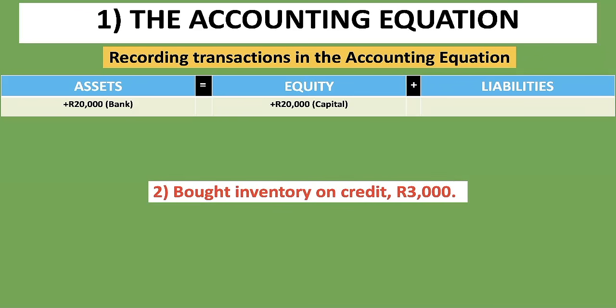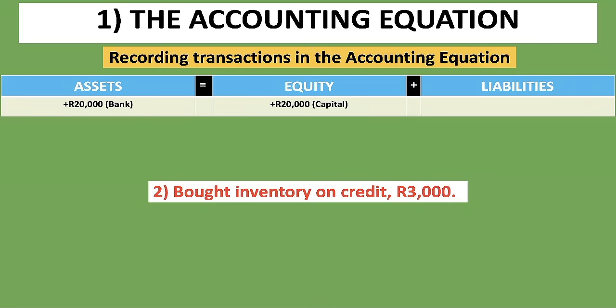Bought inventory on credit, 3,000 Rand. What are the two accounts involved here? Well, the first one that you can easily pick up is inventory. They could have said bought goods or bought merchandise or bought stock. Remember, I said those terms can be used interchangeably. So the first one that we can easily pick up here is inventory, because we are buying inventory.